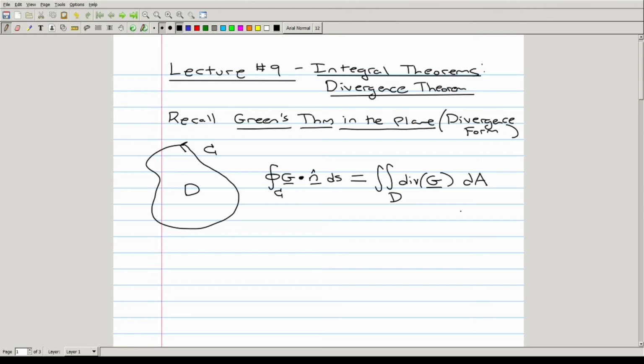G. And really, in a very natural way, what this is telling us from Green's theorem is that the accumulation of divergence of the vector field G inside the region D is exactly equal to the flux of the vector field G normal to the boundary. So the flux of G along or normal to the boundary curve C. This is exactly what this theorem is telling us.